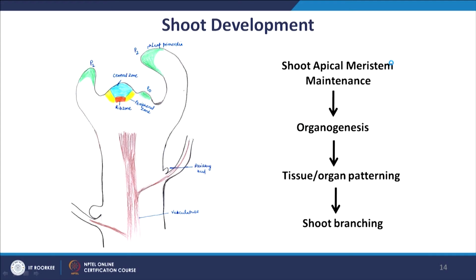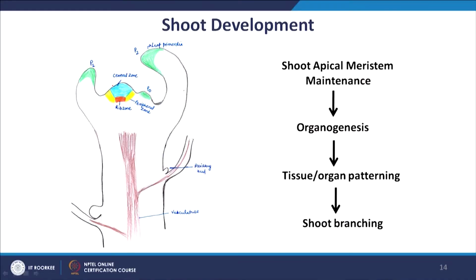Similarly, during shoot development, stem cell maintenance occurs in the region which is the shoot apical meristem. This is the region where stem cells are maintained, and when the cells leave the meristem in the peripheral zone, they undergo the process of differentiation. During the vegetative phase, the major organ which forms is the leaf. You can see P1 is the first leaf primordia, then the second leaf primordia, the third leaf primordia.